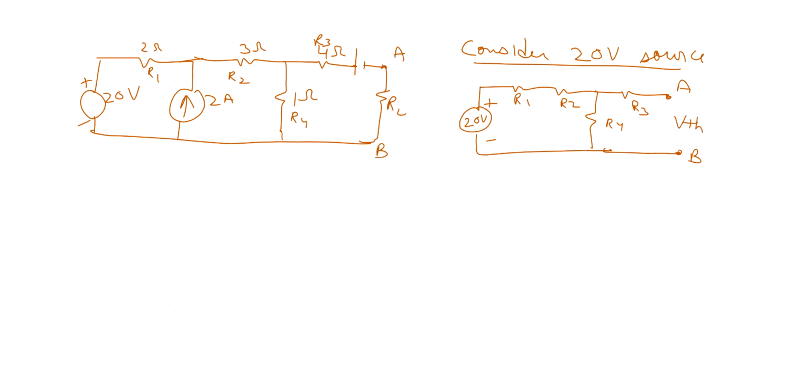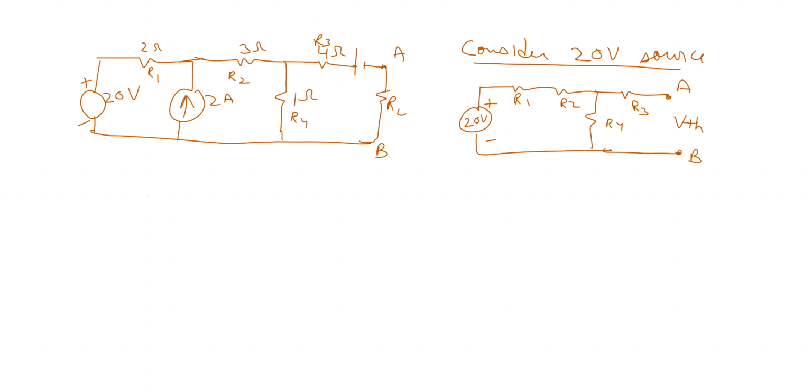So when I'm saying I'm considering one source at one time, you're considering the 20 volt source, this current source is open, so there is no current source, and this voltage source is short, so it's like this. So you have redrawn the circuit considering only one source at one time.